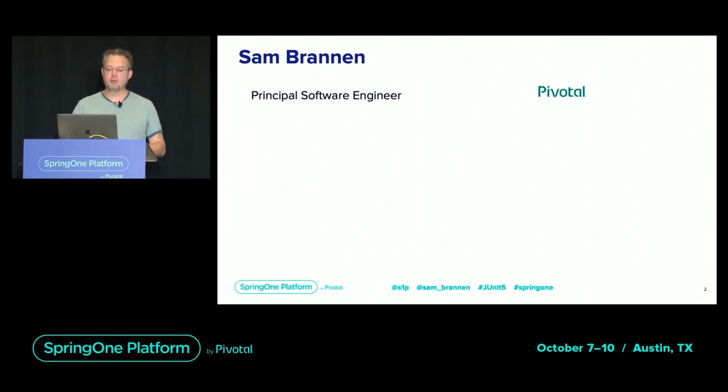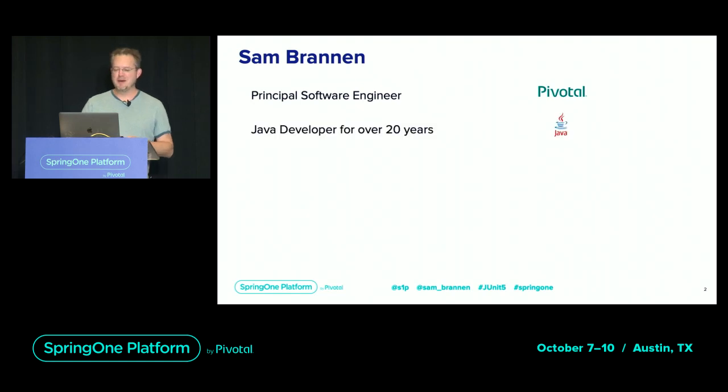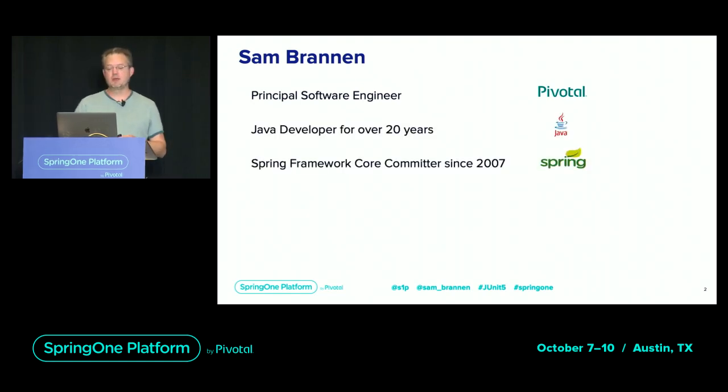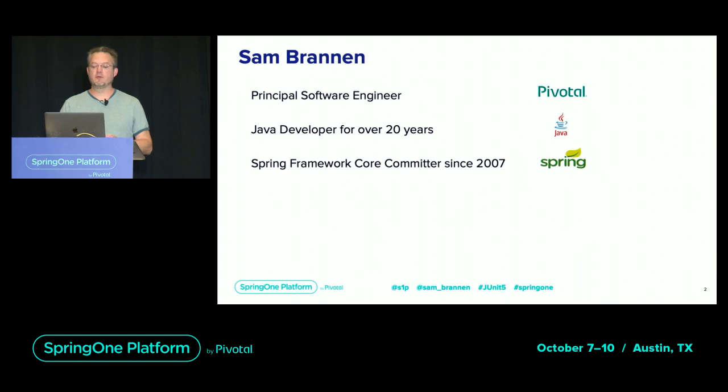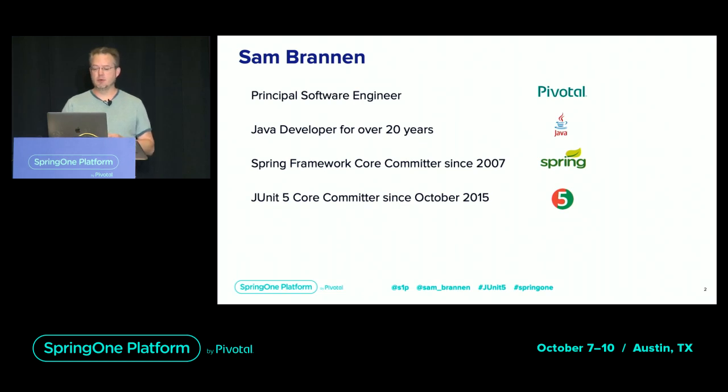I'm a principal software engineer at Pivotal since a few months now. I've been a Java developer for over 20 years, and I've been a core committer for the Spring framework since 2007, when I originally rewrote the entire testing framework based on annotations, like JUnit 4, TestNG, and stuff like that, and I continue that to this day. I'm also a core committer for JUnit 5 since October 2015, so since JUnit 5 started up.